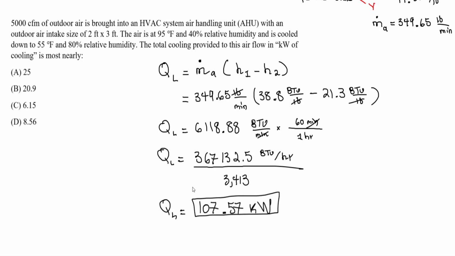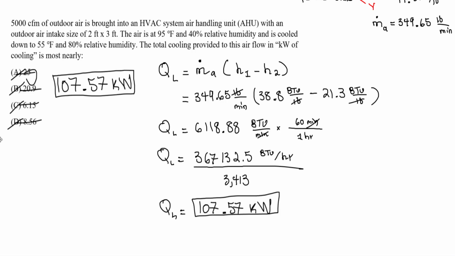And I noticed there are no answer choices, so all of these are wrong. I wrote this question incorrectly. So the correct answer should be, again, 107.57 kilowatts. Sorry about the answer choices. Next time I will double check that. I hope that helps. Let me know if you have questions. Thank you.